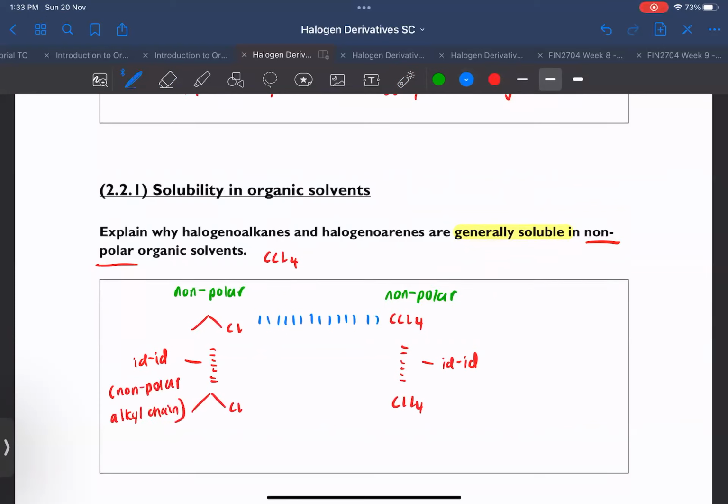Okay, and finally, what's the interaction formed across the two molecules? If they are both non-polar, that means it has to be ID-ID attractions, right? Okay, so in this case, it's very favorable. Even though ID-ID alone is very weak, in this context it's favorable because both molecules are non-polar.